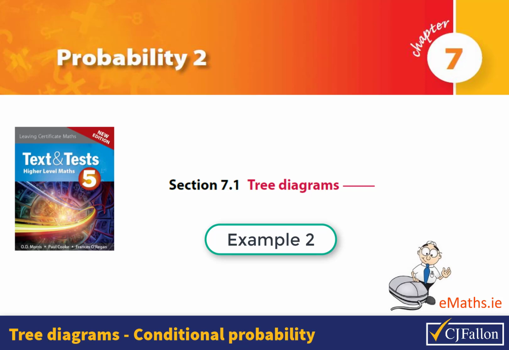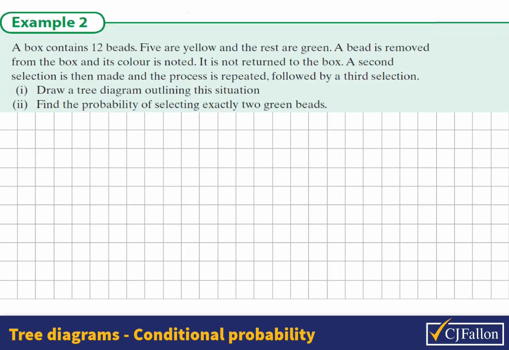Tree diagrams using conditional probability. A box contains 12 beads. 5 are yellow, the rest are green. A bead is removed from the box, its colour is noted. It is not returned to the box. Then a second selection is made and it's repeated, and a third selection.